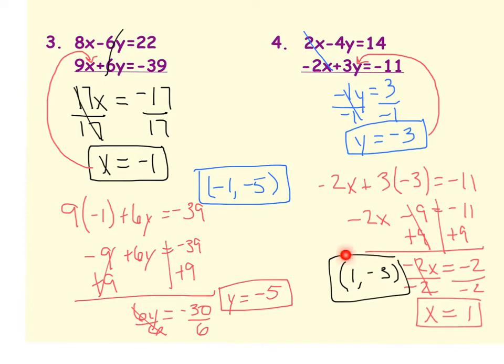Okay, so here's your answer to number 4. So again, up here, notice the x's this time are the ones that cancel out. And so those canceled out. And then I'm going to take -4y and add it to 3y. I have -1y. And then 14 plus a -11 is 3. Then I go ahead and divide both sides by -1.